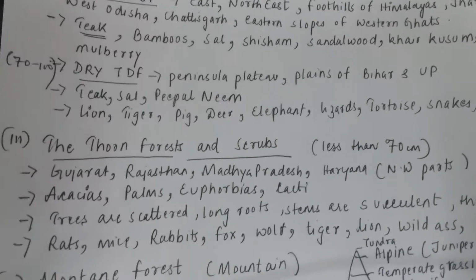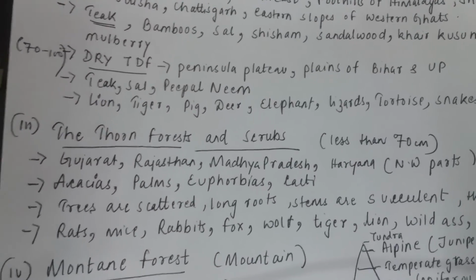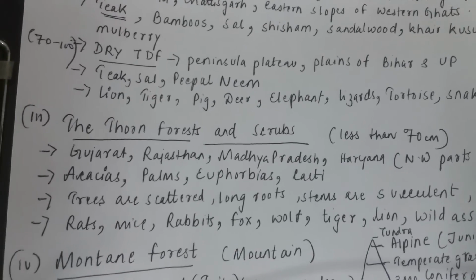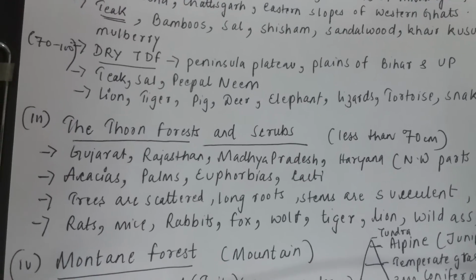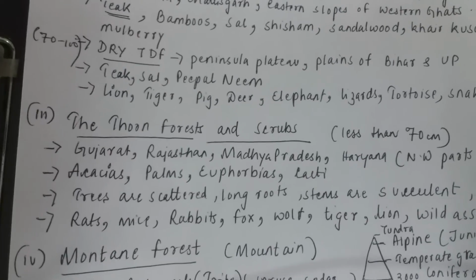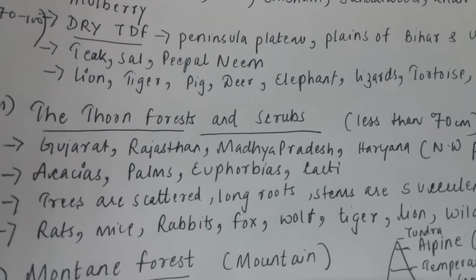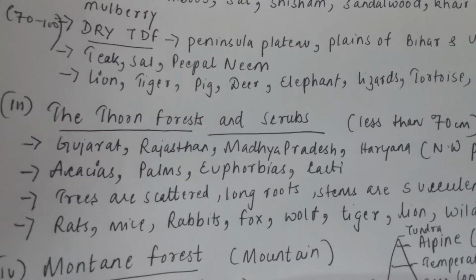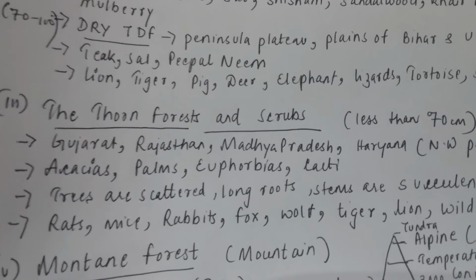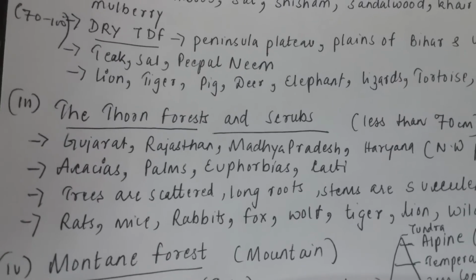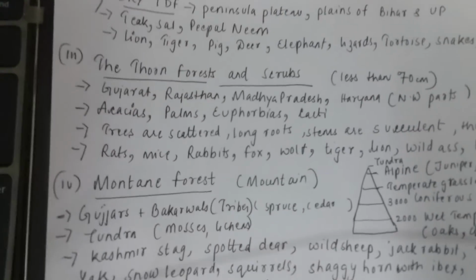Then we went to the desert forest or the thorn forest and scrubs, less than 70 centimeter. Just think about the desert areas, Gujarat, Rajasthan, Western Haryana, Western Madhya Pradesh. We talked about cactus and palms over here. Long roots, trees are scattered, leaves are waxy. From here, two animals you can remember: wild ass and camel.